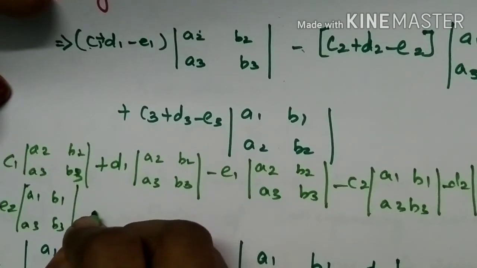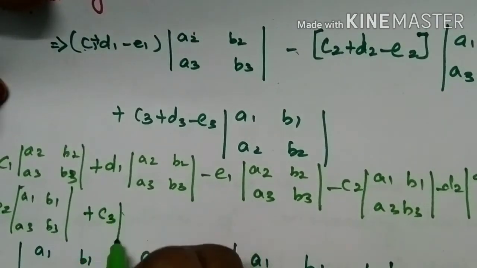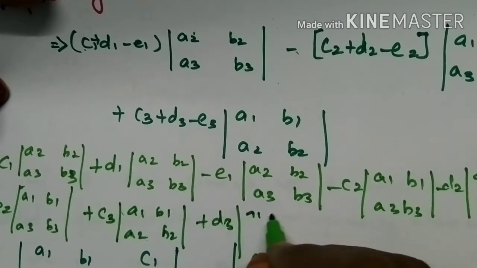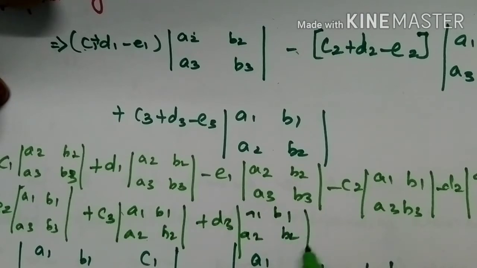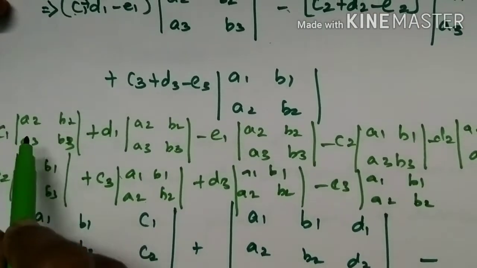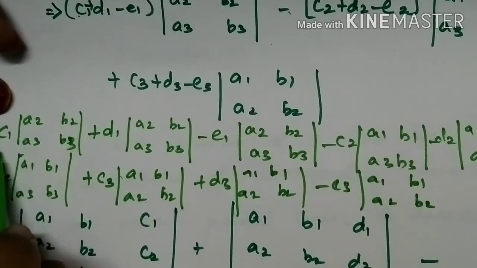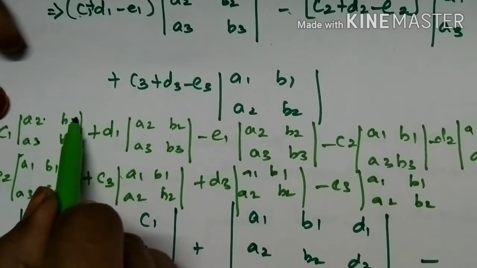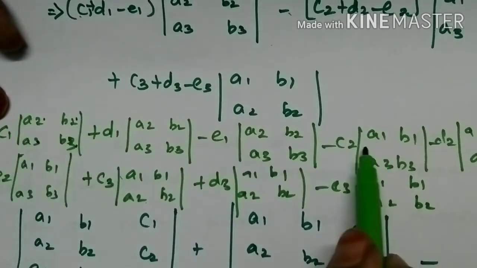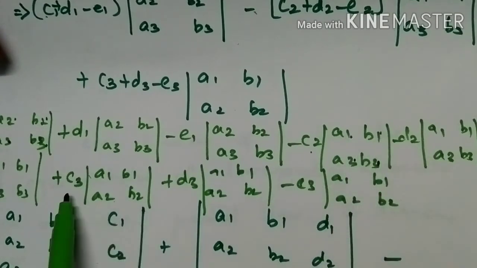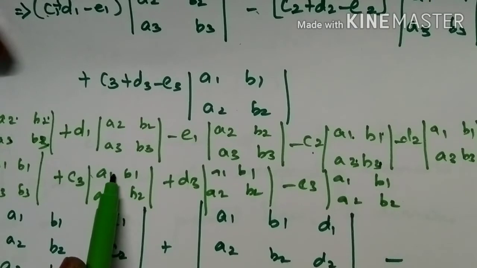And the last element can be expanded similarly as C3 of A1, B1, A2, B2 plus D3 of A1, B1, A2, B2 and minus E3 of A1, B1, A2, B2. So, while seeing this, the C1 element has a cofactor of A2, A3, B2, B3. Again, see the C2 element, which has a cofactor of A1, A3, B1, B3. And again the last C3 element also has a cofactor of A1, A2, B1, B2.